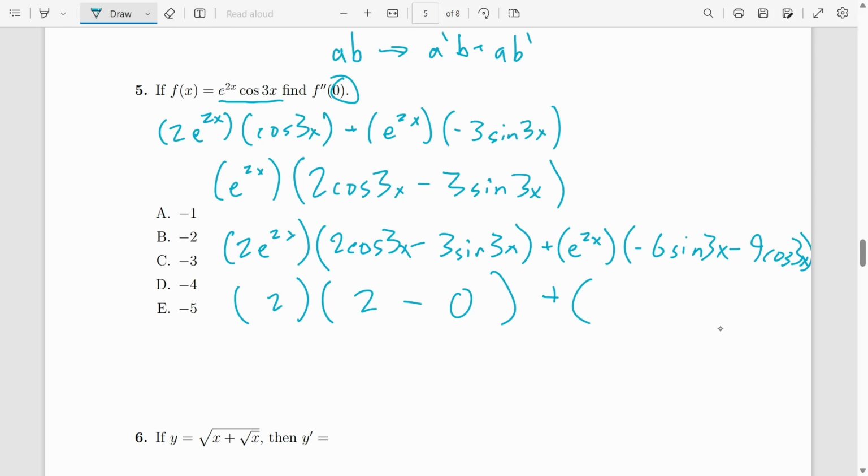And then plus e to the 2x. We kind of already did that. E to the 0 is just 1. And then 6 sine of 0. We already said sine of 0 is just 0, so this is 0, and then minus 9 cosine of 0. Cosine of 0 again is just 1, so this is minus 9. So this is 2 times 2, which is 4, plus negative 9. So 4 minus 9, which is negative 5. There we go.